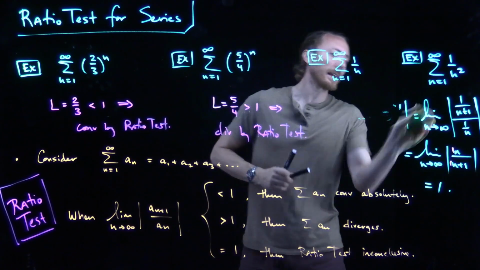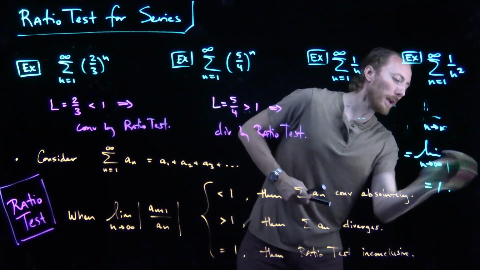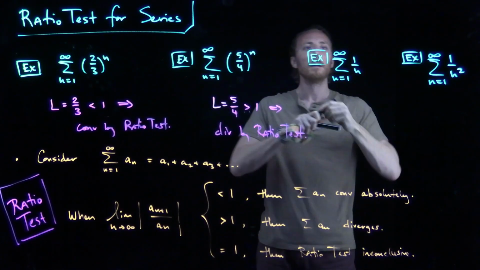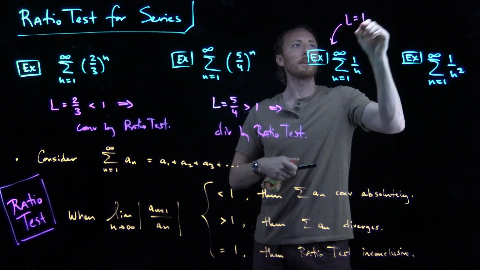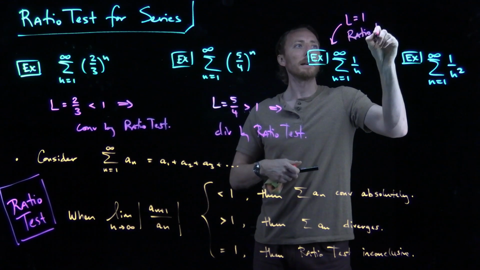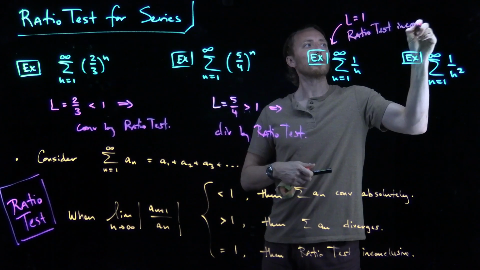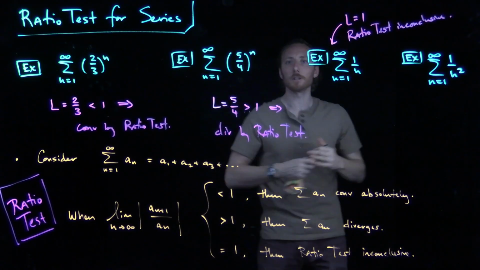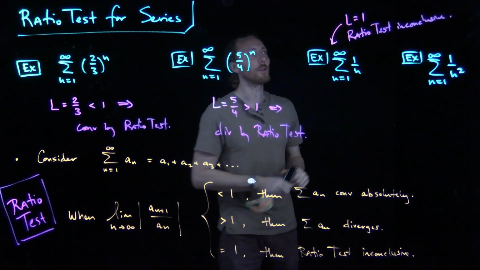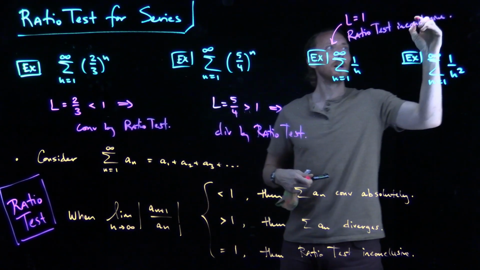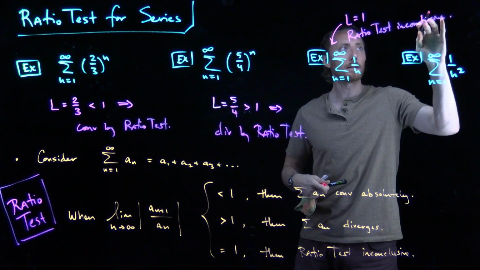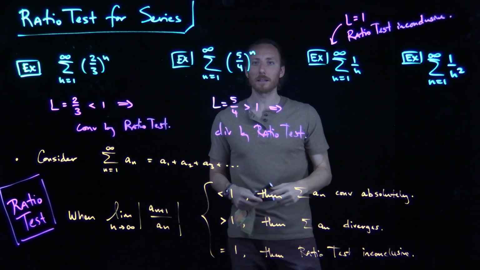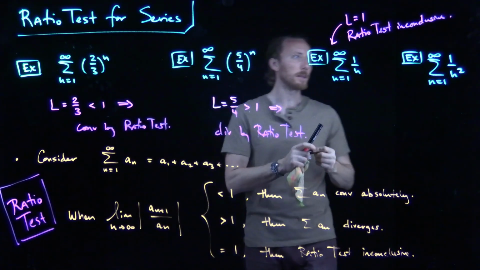So check it out. For the sum of 1 over n, the ratio test is blind to this series. The limit here came out to be 1. Ratio test inconclusive. Now we know that the sum of 1 over n is divergent. It's the harmonic series. We've seen that for a while. But the ratio test is not able to detect whether or not the sum of 1 over n is convergent or divergent. And check it out, why L equals 1 is inconclusive, we'll be able to see from this last example.